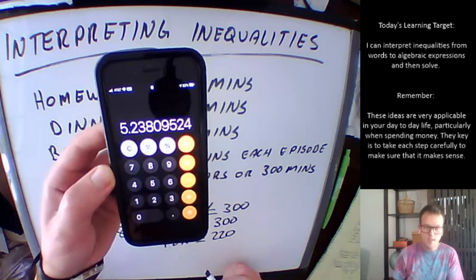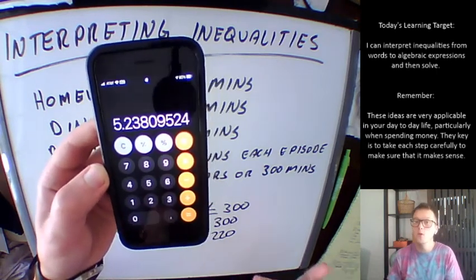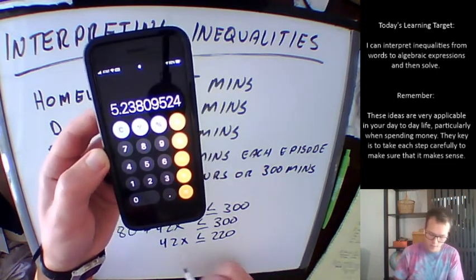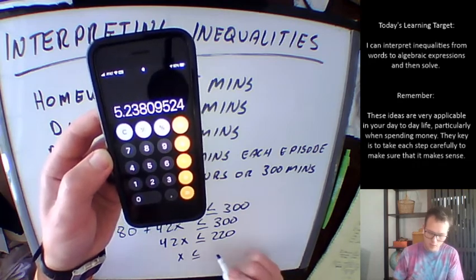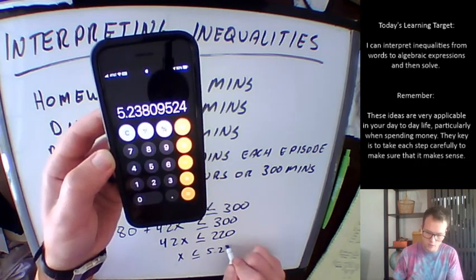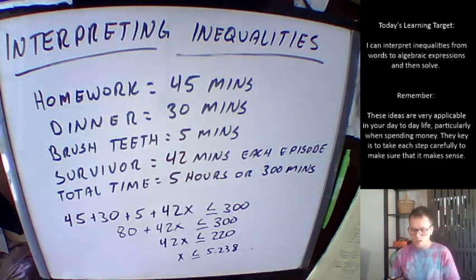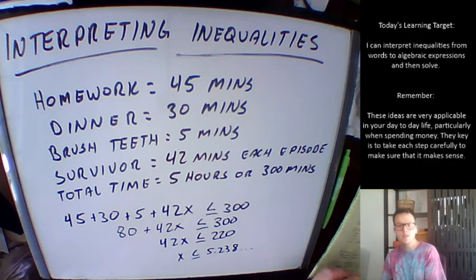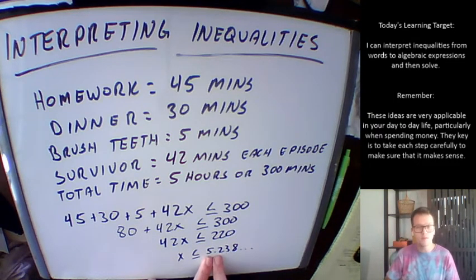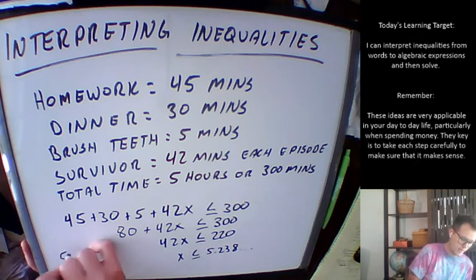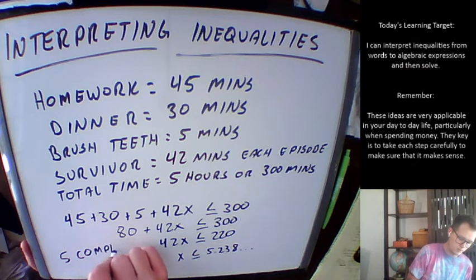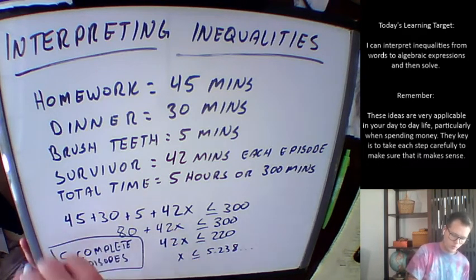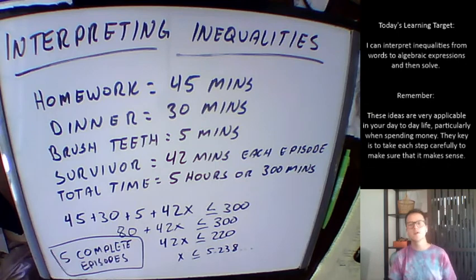So we said we only want to watch complete episodes. We don't want to start without finishing. So if x is less than or equal to 5.238, blah, blah, blah, how many complete episodes can we catch? Well, we can catch 5 complete episodes. There we go. That's our solution. That's what the question asked for.